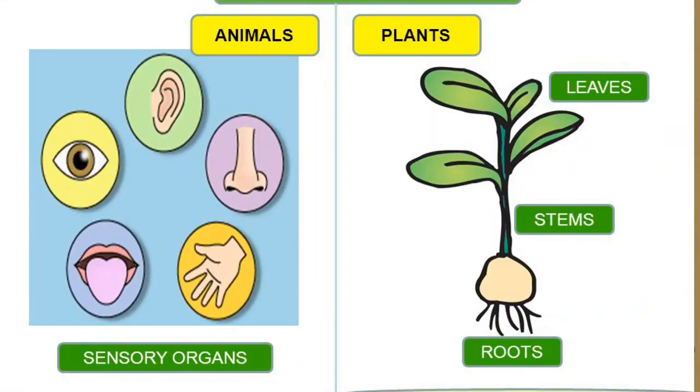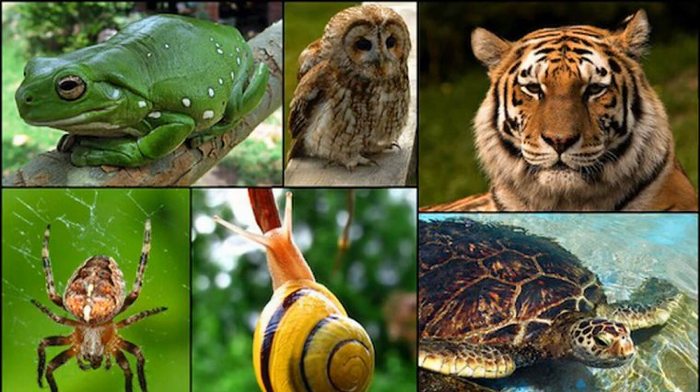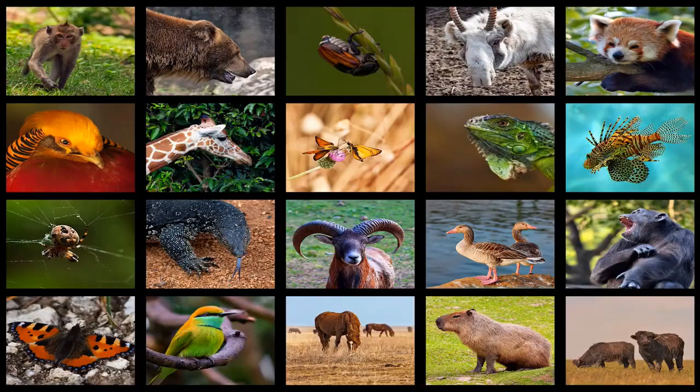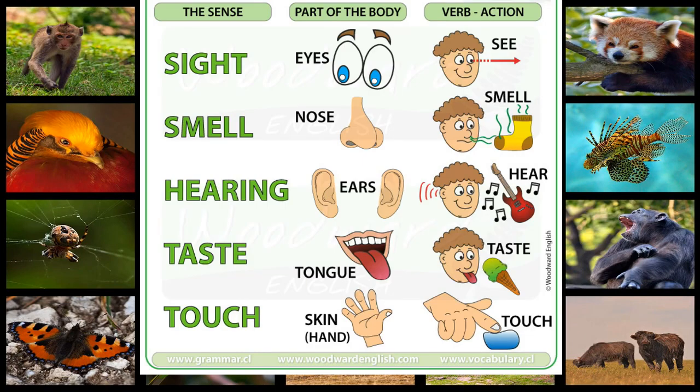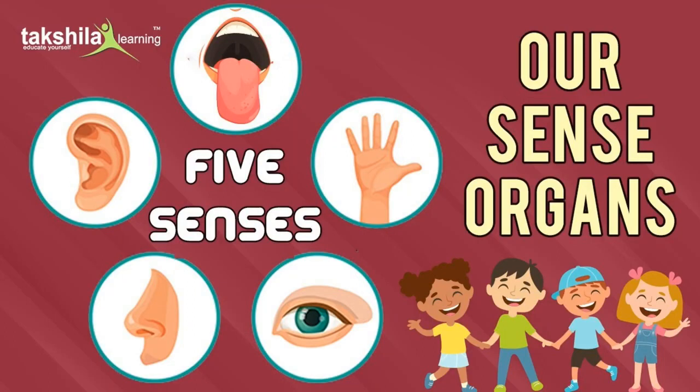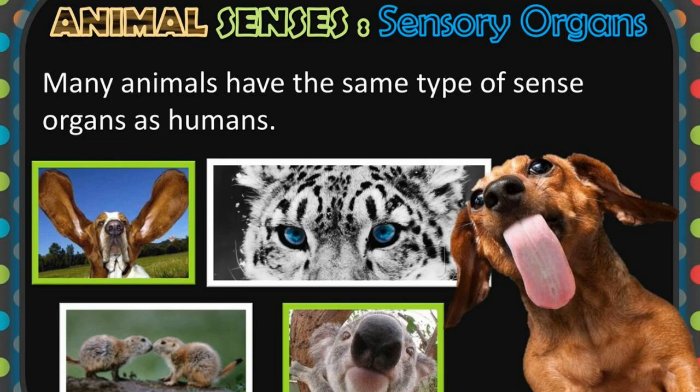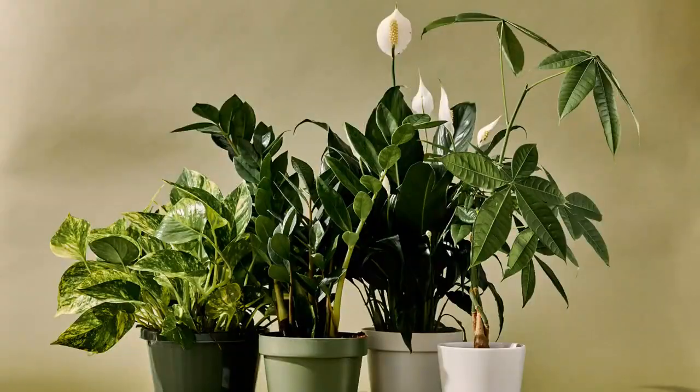Let us now learn about the sense organs. Can the animals see other animals? Smell food? Hear sounds? Taste the food? Do they feel the pain? Yes, like us, they can see, smell, hear, taste, and feel. They do it through eyes, nose, ears, tongue, and skin. These are called as sense organs. These organs help them to know about the world around them. Can the plants also see, smell, etc.? No, they cannot. Plants do not have sense organs.